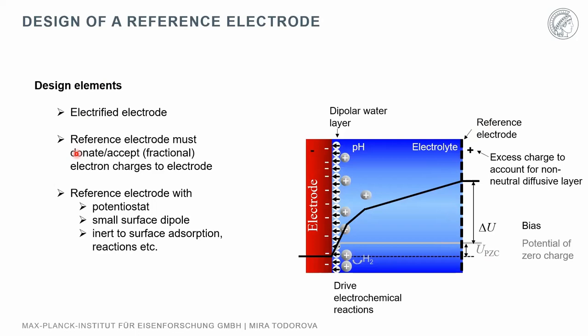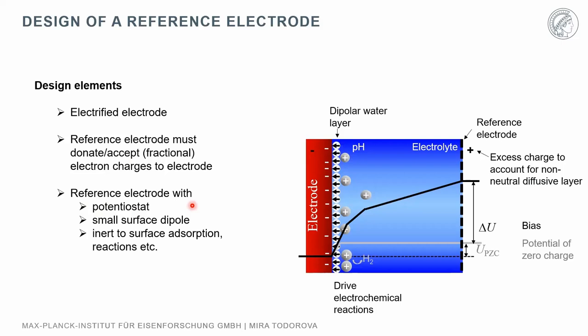The reference electrode must donate and accept fractional charges, because if you think of an electrochemical system, you put in whole electrons, but of course you have bigger surface areas compared to what we have in DFT. And therefore, when you translate it to our DFT cell, this will be fractional charges. And the reference electrode should be able to work with a potentiostat, should have a small surface dipole, and also be inert to surface reactions. So basically be a computational tool which allows you to potentiostat the system, but not really be a participant.